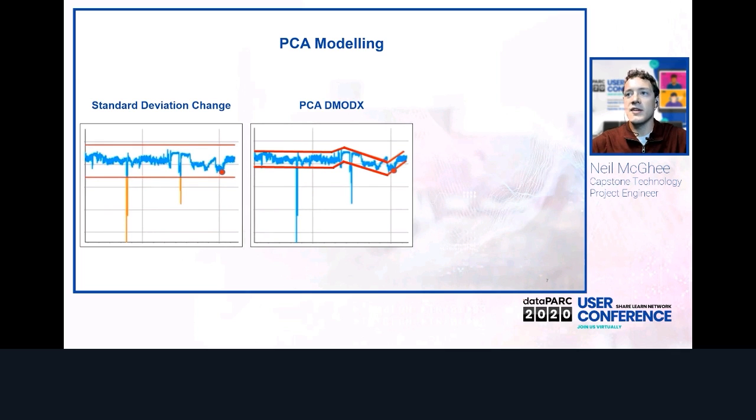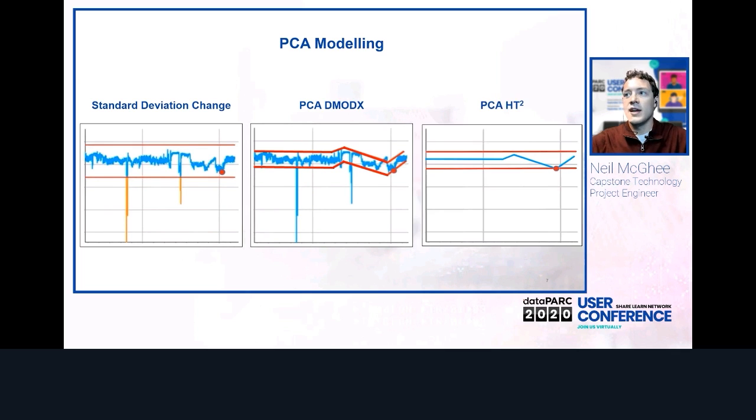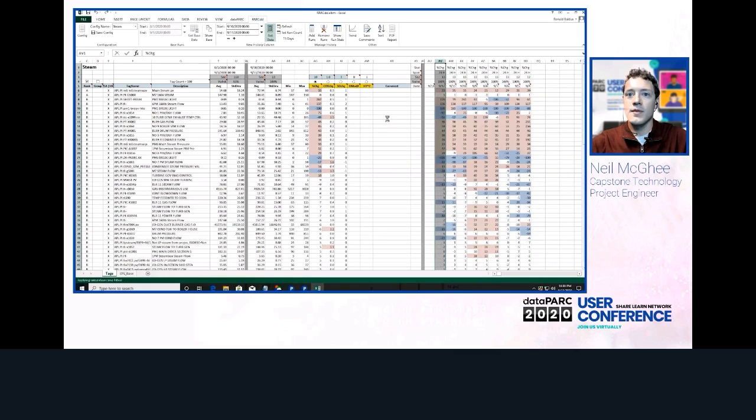Hotelling's T-squared gives us a different picture of the process. It tells us where our entire process deviated from the expected values. So we jump back over to the deviation detection sheet.